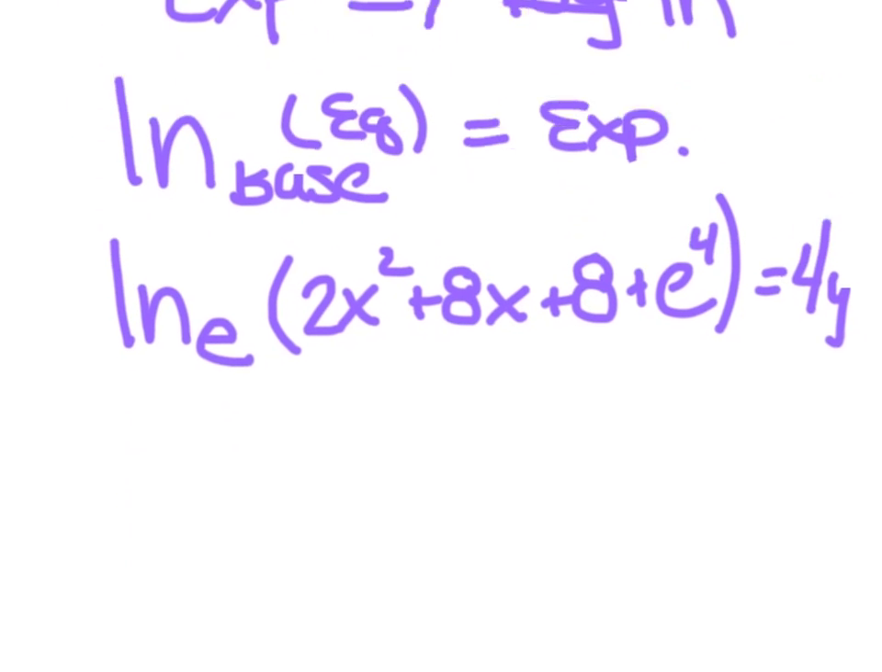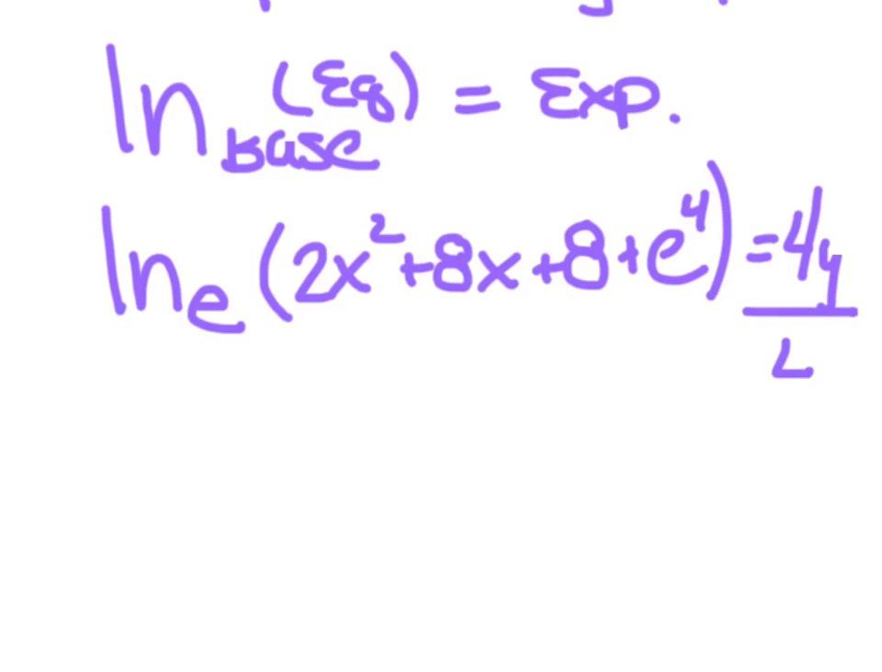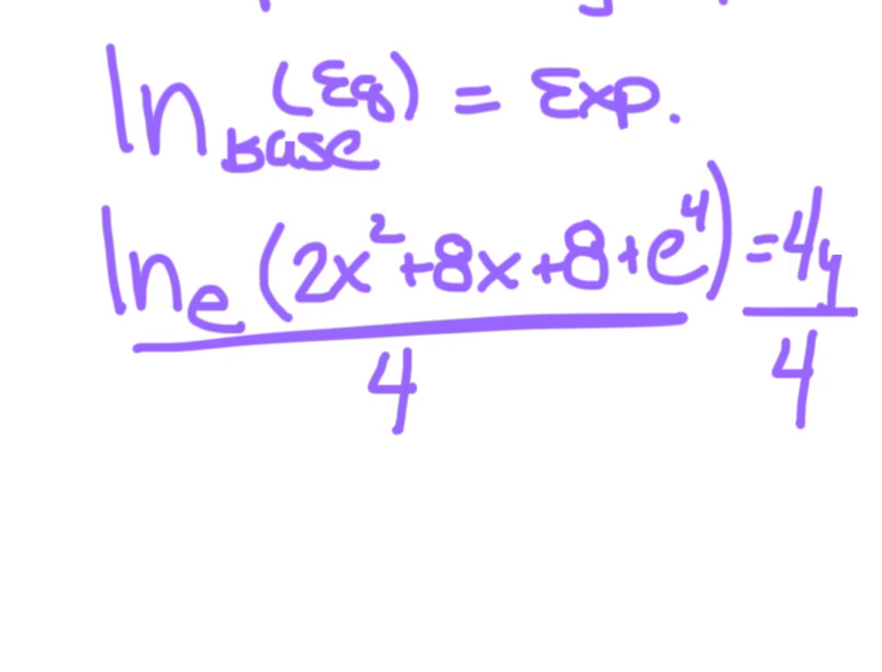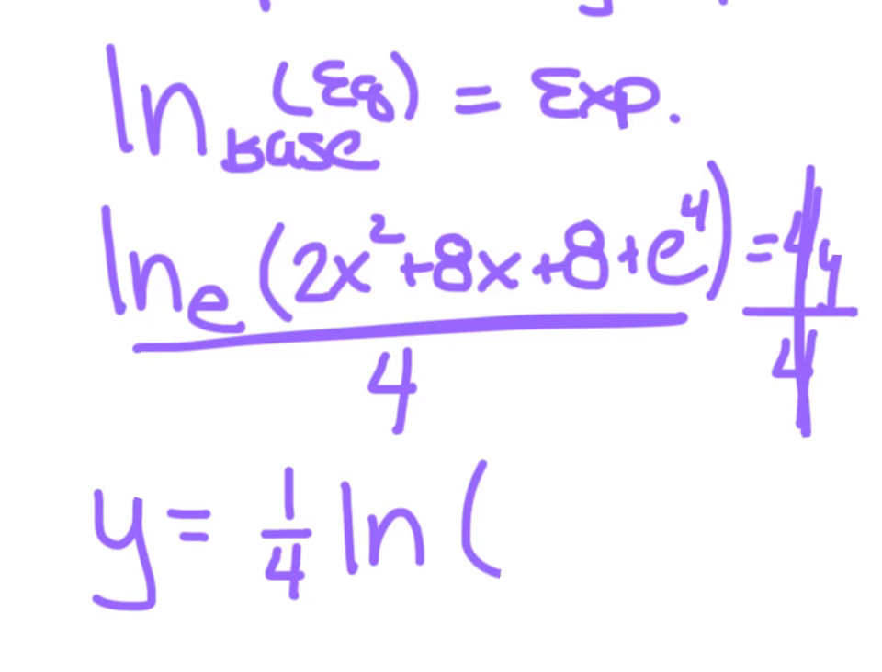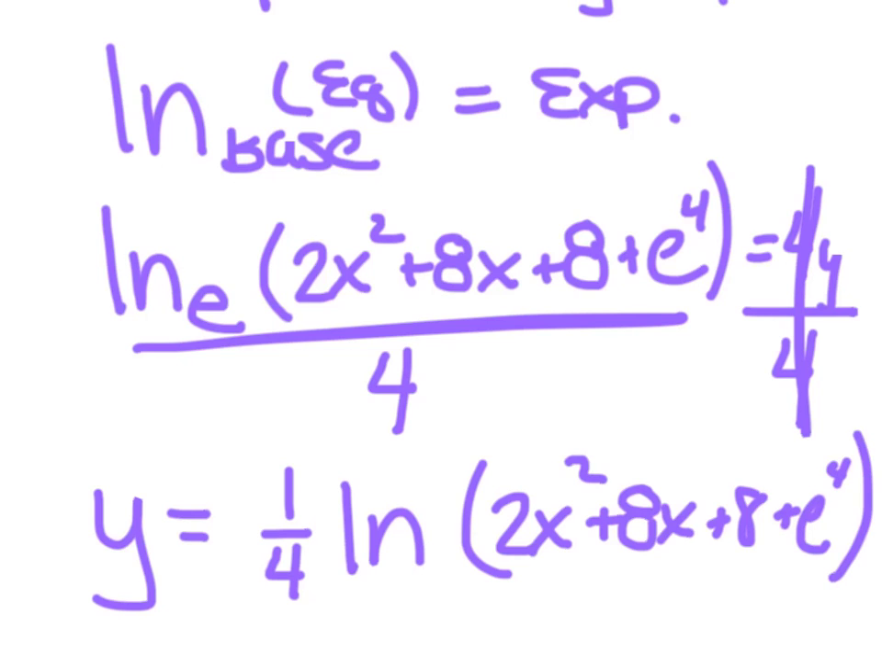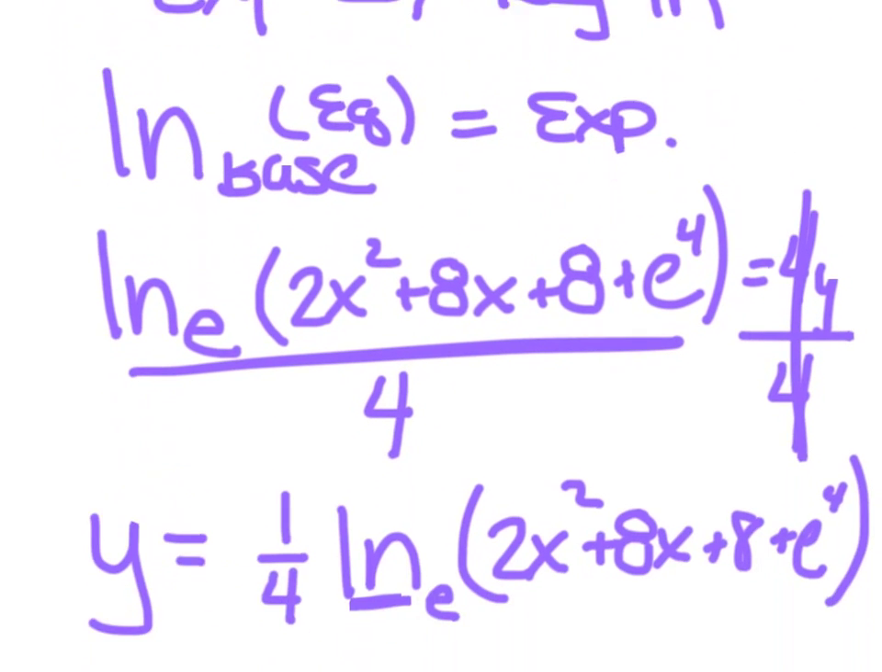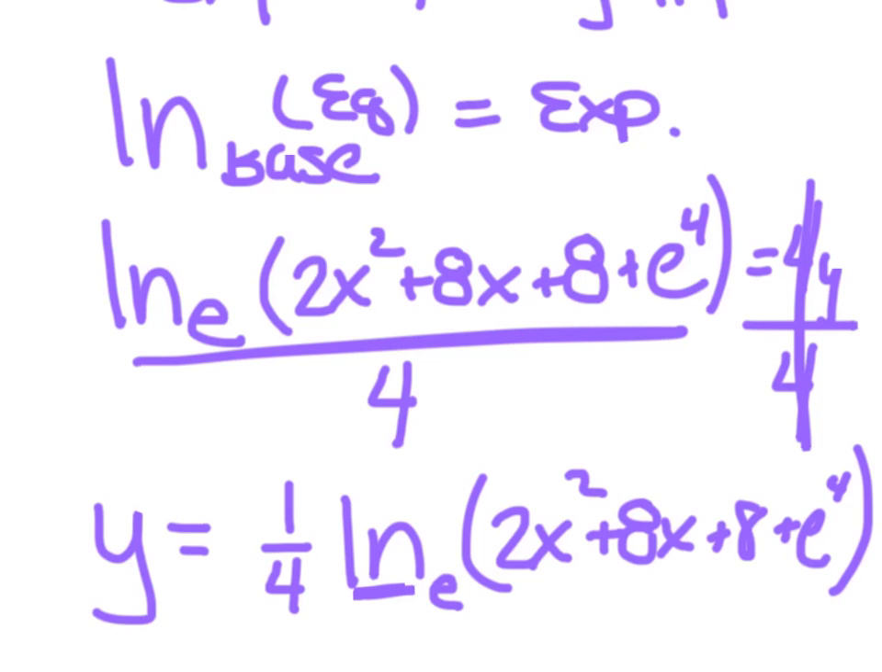And then lastly, to solve for y, I'm just going to divide both sides by 4. So I've got y equals, and you can either pull it out as 1/4 or you can leave it under there, the ln of 2x squared plus 8x plus 8 plus e to the 4th. Now, you'll notice I didn't put the base e in there. It's just assumed that you understand when you see an ln, there's an automatic base e. But again, if you want to put it there to make yourself feel a little better, by all means, go ahead.